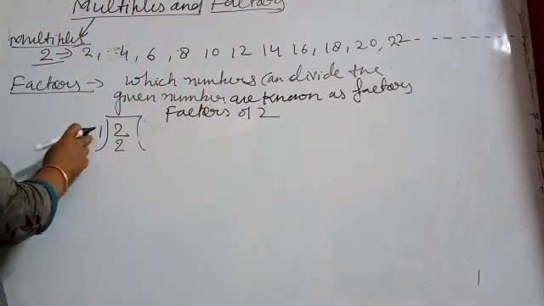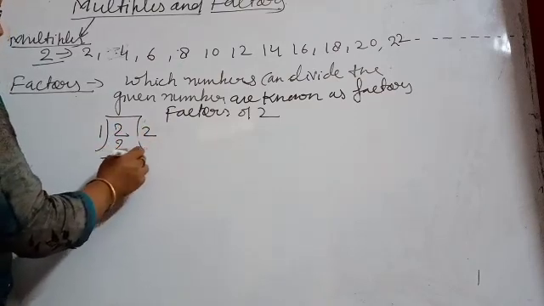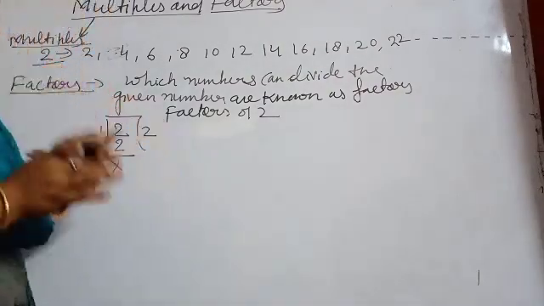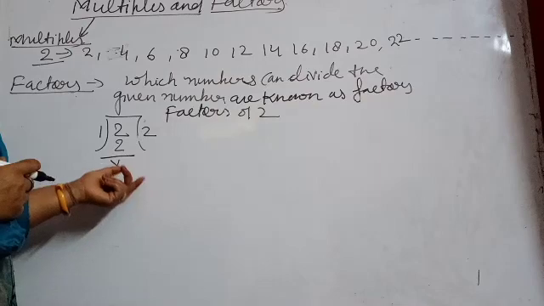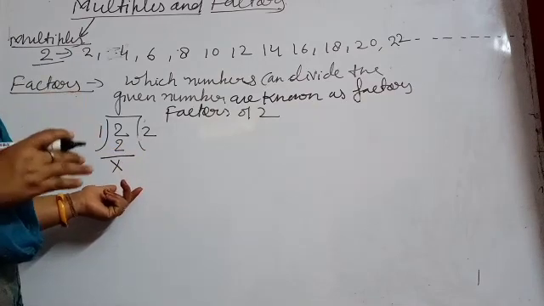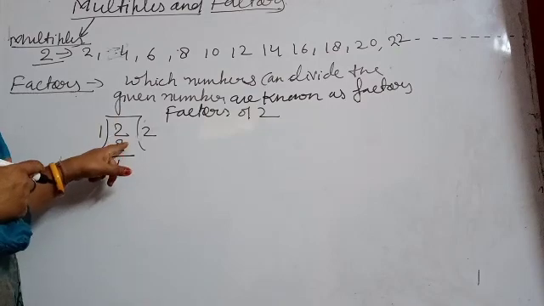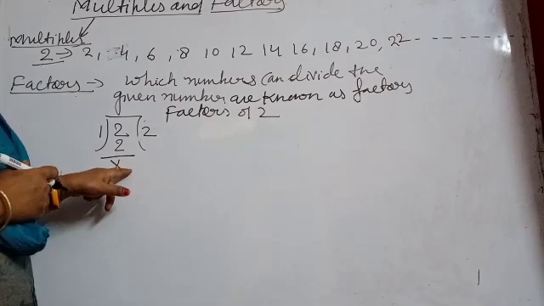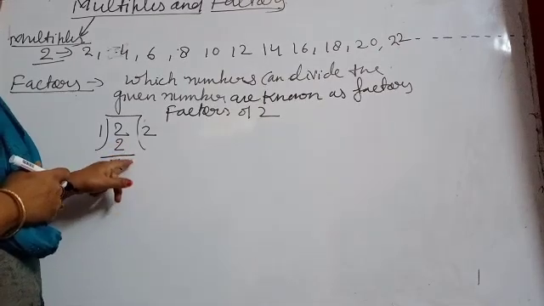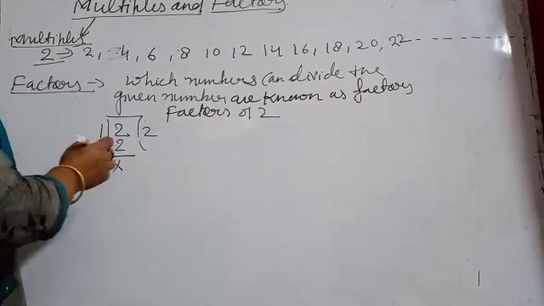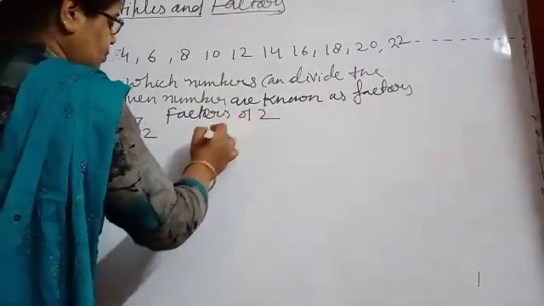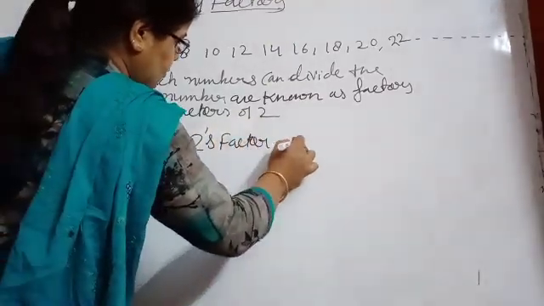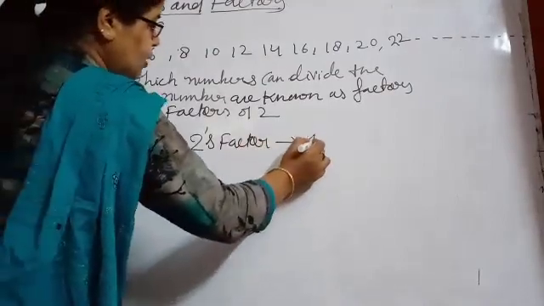You start from 1. 1 times 2 is 2. So the first factor, in the case of factors, is the number for which the remainder is 0. If something comes as a remainder by dividing any number by any other number, then that number will not be a factor of the given number. So the factors of 2: first, 1 divides 2 completely, so 1 will be a factor.